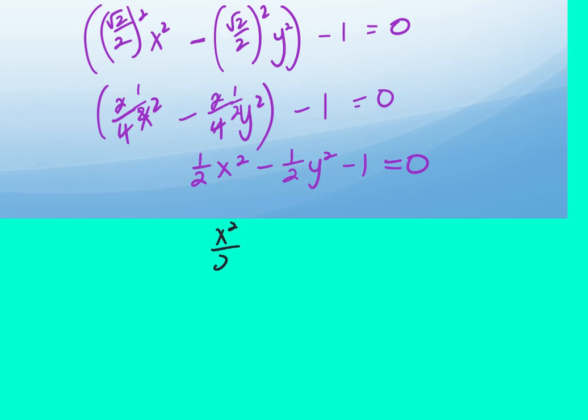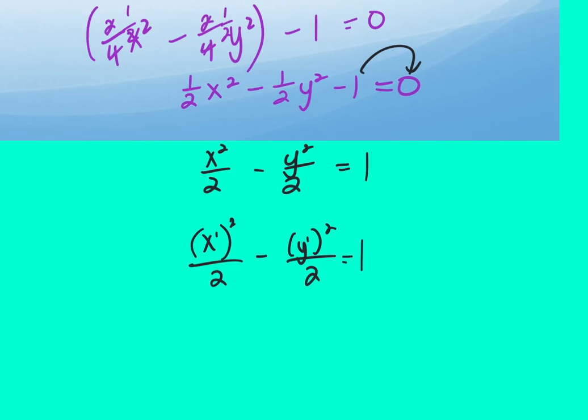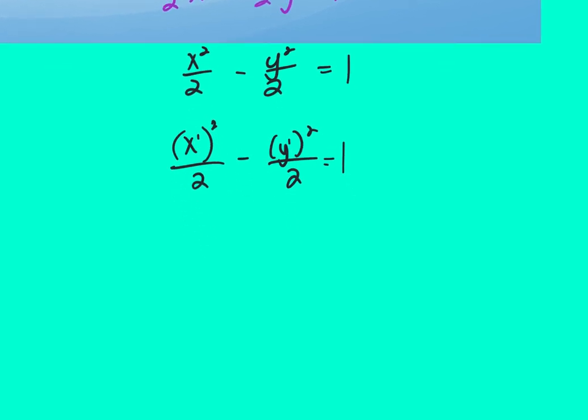X squared over 2 minus y squared over 2, and I'm going to bump the 1 to the other side. And then what did we say has to be on that last step? Primes have to come back in. So this is x prime squared over 2 minus y prime squared over 2 equals 1. We said this is a hyperbola. Tell me what you know about this hyperbola.